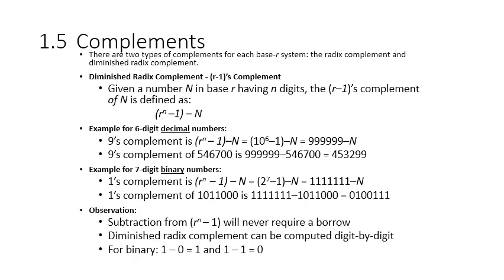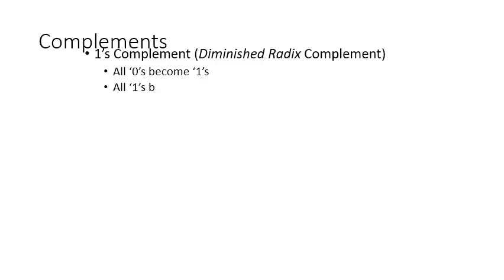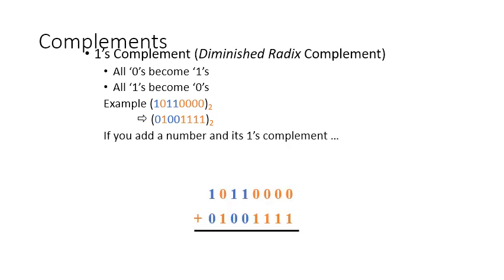Another simple method to find 1's complement of binary numbers is simply convert 0 to 1 and 1 to 0. For example, for this number the 1's complement is 0 1 0 0 1 1 1. If you add a number and its 1's complement, you will have all ones in the result.